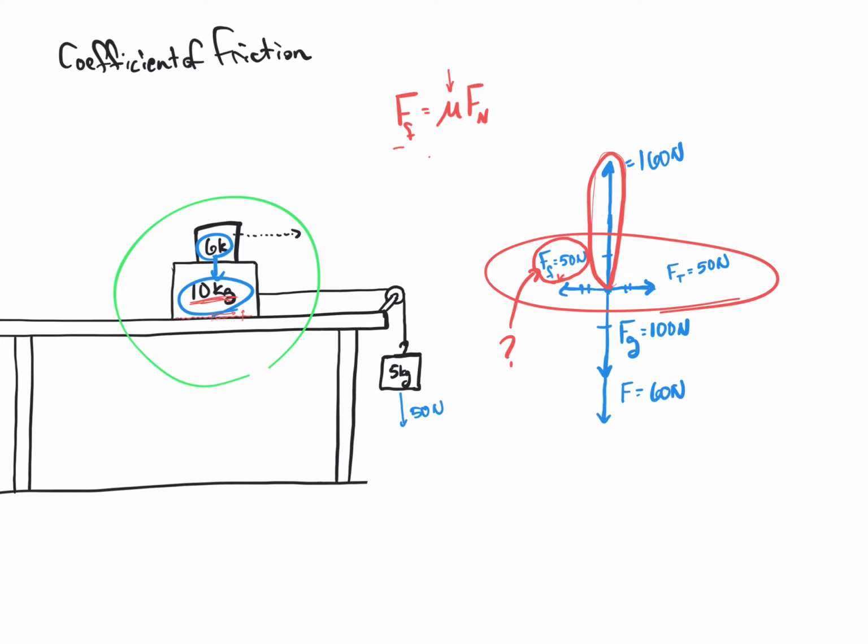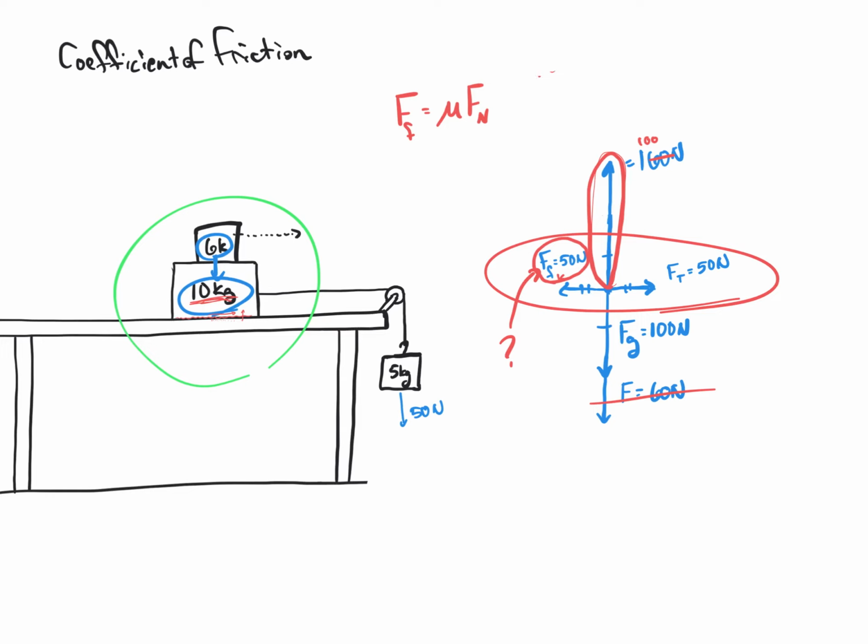So if mu were 0.5, then that means that however big the normal force is, half of it then translates to a force of friction. So let's look at our current situation here and calculate our mu, or our coefficient of static friction. In our previous situation, when it was just slowly moving along, we had a normal force of 100 newtons.